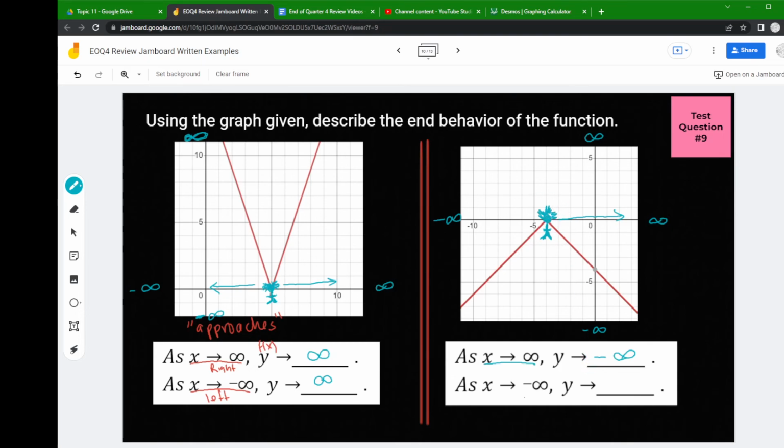And then there's Miss C again. So this one says as I look towards the left, so as I look towards negative infinity, where's the graph going? Well, you can see it's going down here also. There it is, easy as pie.